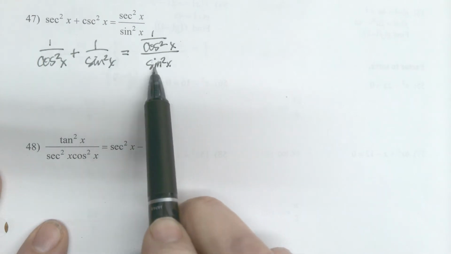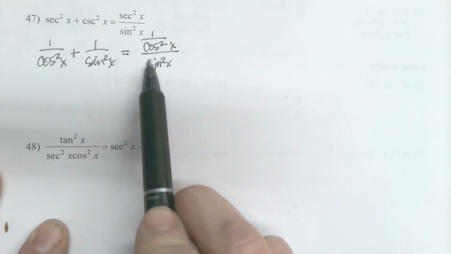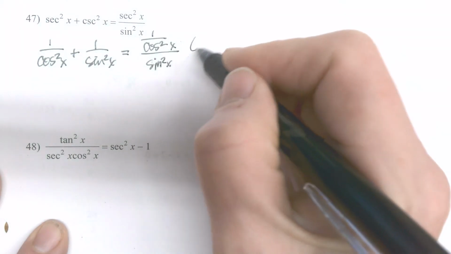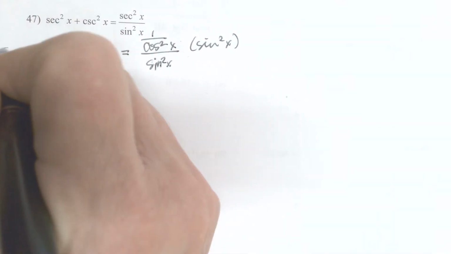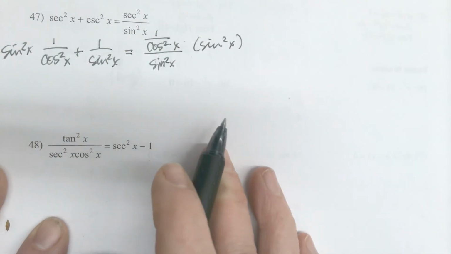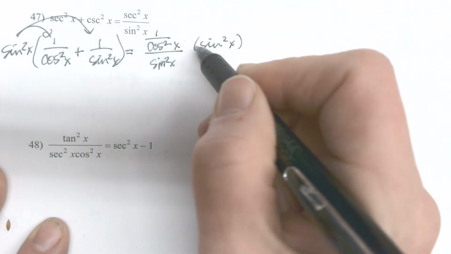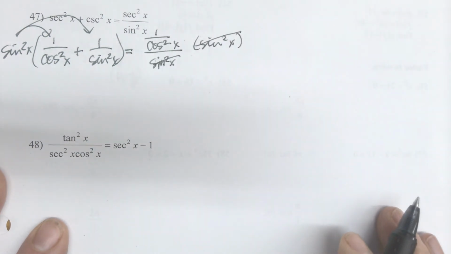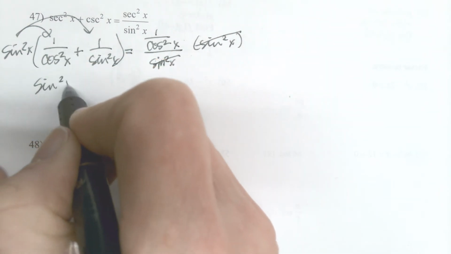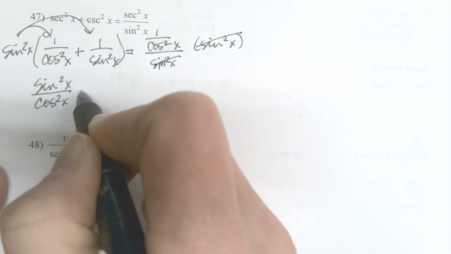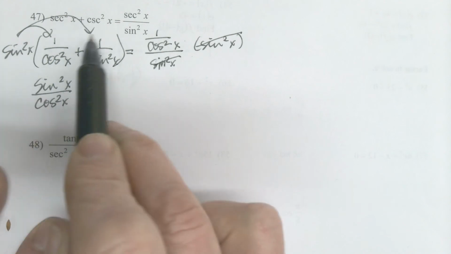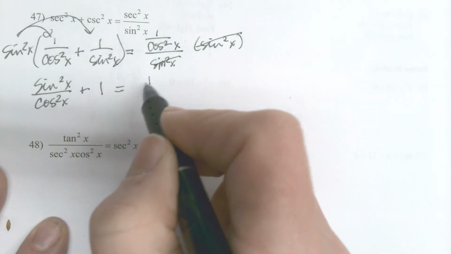And now, again, I can do a couple of different things. There's not one exact right way to do this, but maybe I would get rid of this denominator over here on the right, and I can do that by multiplying it out. That's one way to do this. So that means I multiply it by sine squared on both sides. I have to multiply the whole thing. But over here on the right, it just totally cancels out. So now I have sine squared over cosine squared plus 1, because sine squared over sine squared would be 1, equals 1 over cosine squared.